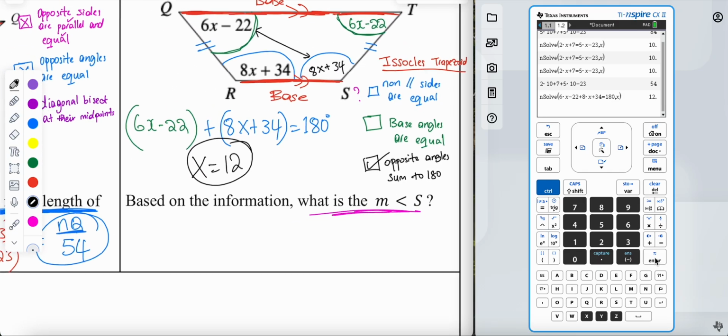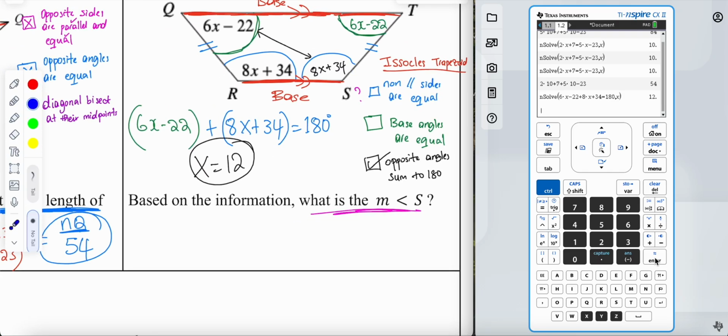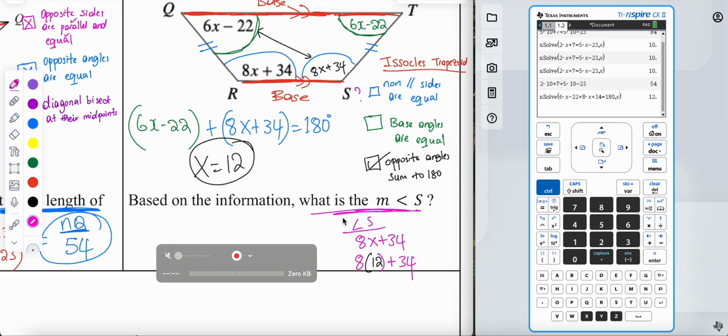Now, the question asks us for angle S. So angle S is represented by this. So angle S is represented by 8x plus 34. So we know what x is, so we're going to have 8 times, x is 12, close parentheses, plus 34. And you just quickly put this in your calculator to work out what the angle is.